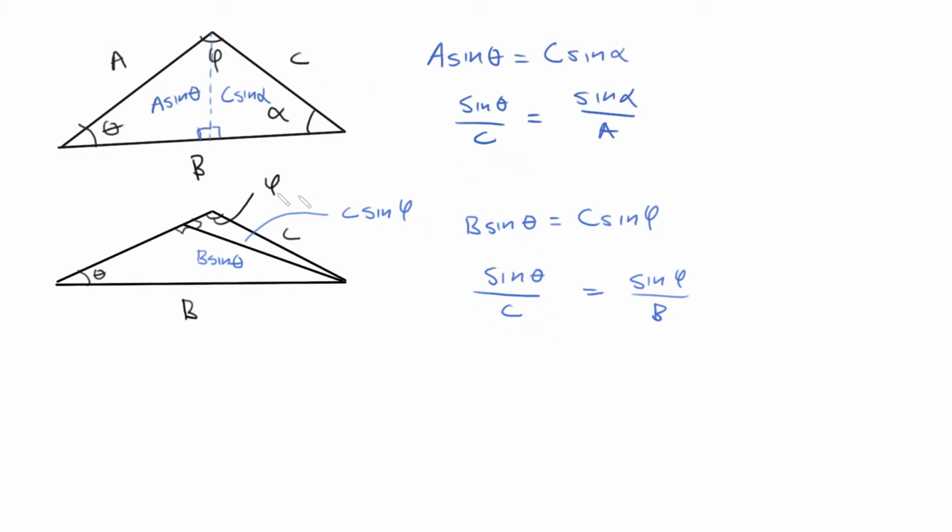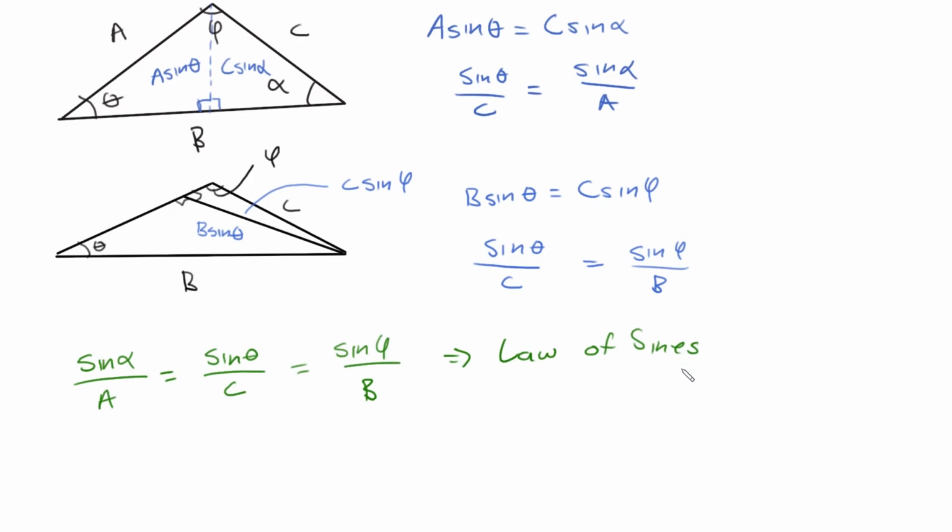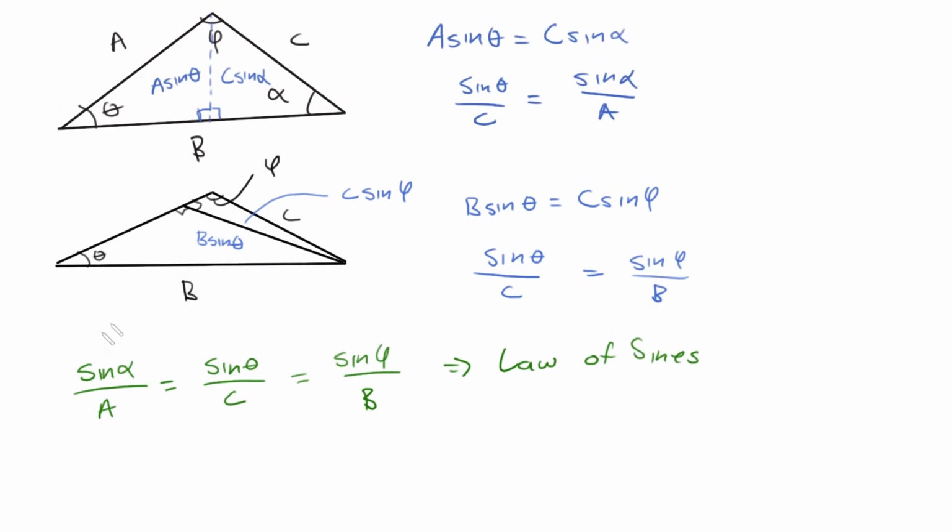So now we have the final equation. What we can write is that sine alpha over a, the length of a, is equal to sine theta over c, which equals sine phi over b by this equation. So this is the law of sines, which is very useful when you have to find angles or sides. It's a very simple equation.